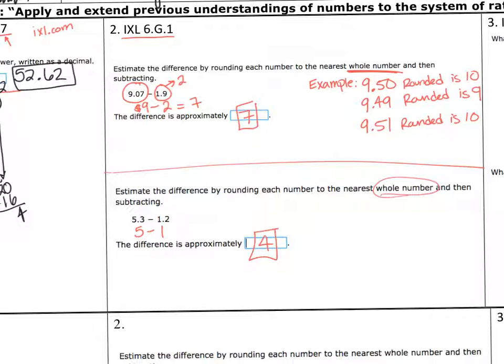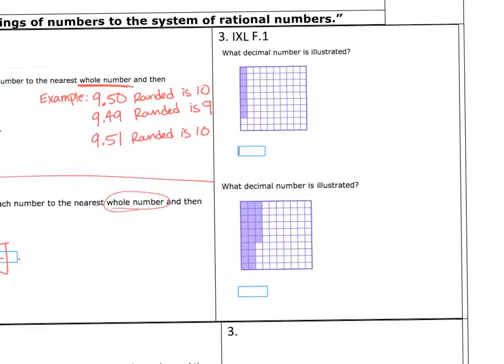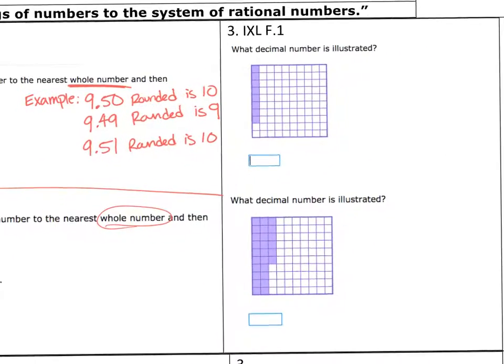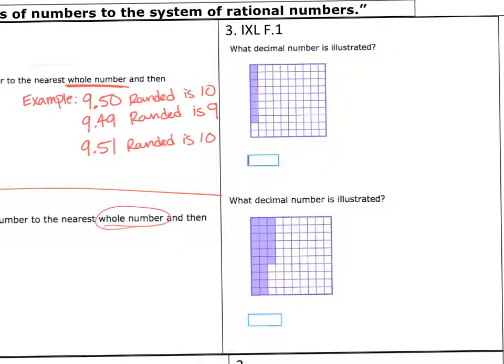Okay. Moving on to number 3. What decimal number is illustrated? So you can do this a couple of ways. You can count each box. So 1, 2, 3, 4, 5, 6, 7, 8. So that's 8 out of 100. Or you can think about that in a decimal, which is what it wants. It wants a decimal. You can think, okay, 0.08, if we convert that.